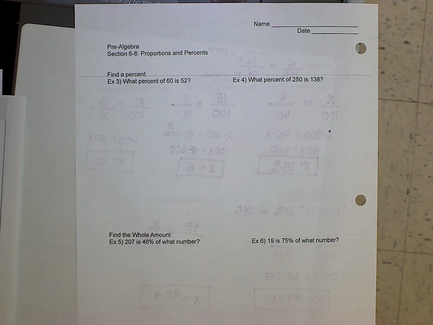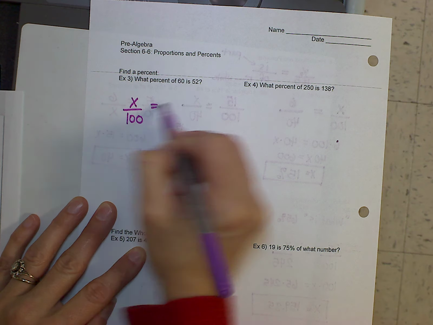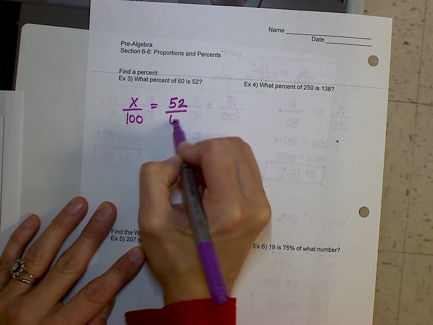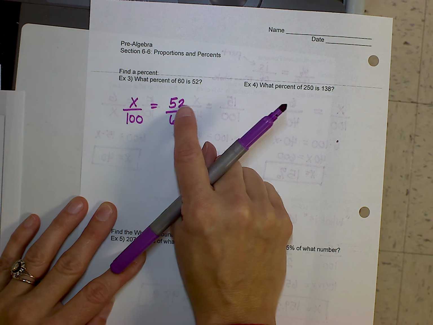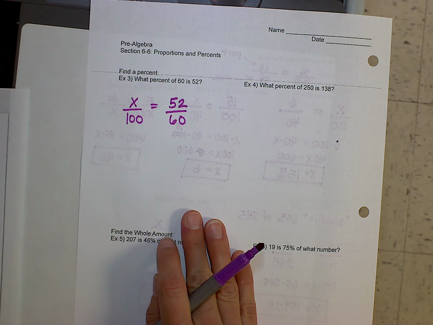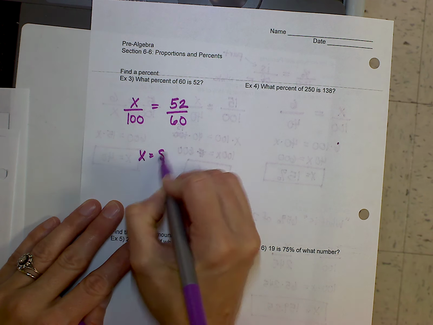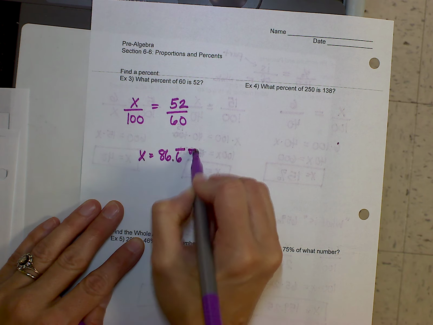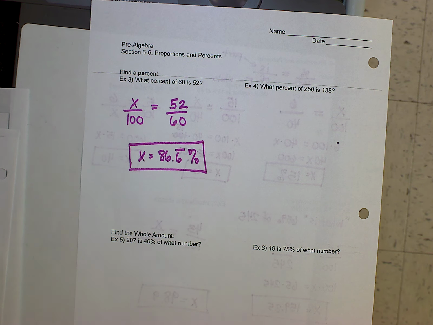Noah, tell me, how did you set yours up? I did x over 100 and then 52 over 60. Yep. Because of 60, that's my of, is 52, that's my is. And correct, when I cross multiply, I get 86.6 repeating percent. Make sure when you're asked for a percent that you use a percent sign.